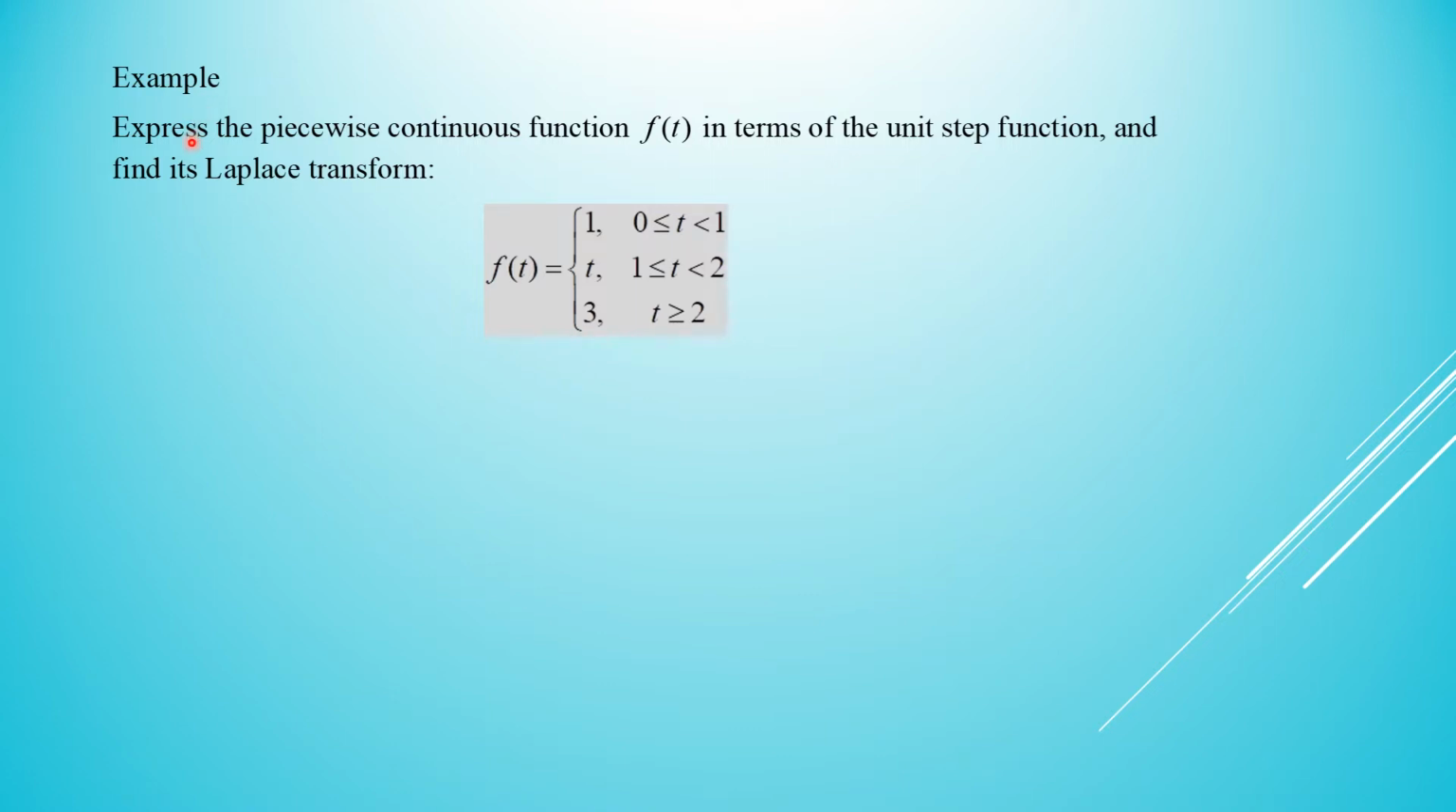Example: express the piecewise continuous function f of t in terms of the unit step function and then find its Laplace transform. f of t is equal to 1 for t larger than or equal to 0 and less than 1. f of t is equal to t for t larger than or equal to 1 and less than 2. f of t is equal to 3 for t larger than or equal to 2. So this function f of t is a piecewise continuous function, and we are going to write it in single form by using the unit step function.